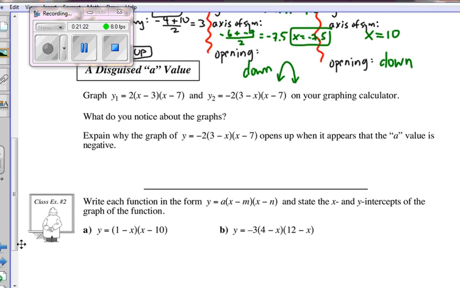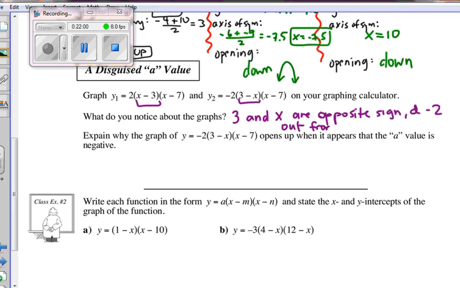Okay, so what's the difference between these two graphs? Disguise a value. The 3 and the x are switched in one of them. So they look the same, but the 3 and x are switched. Are switched, or opposite sign. Or opposite signs. And -2 out front, or as the a value.